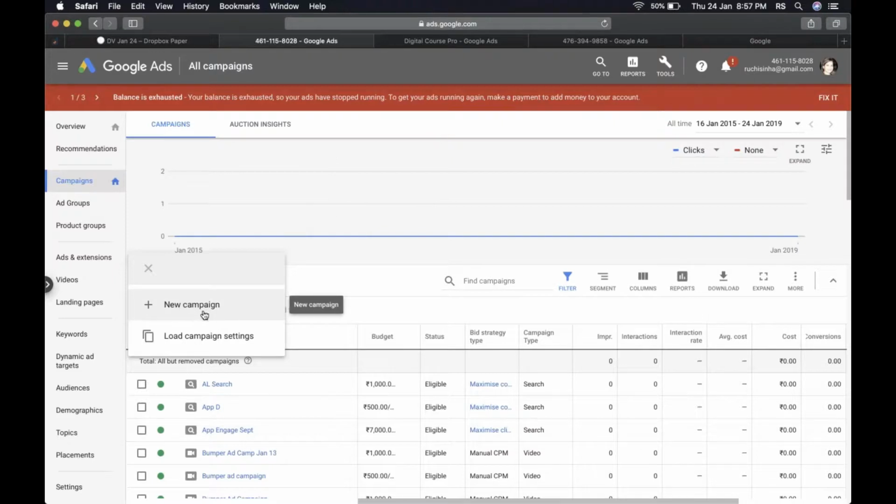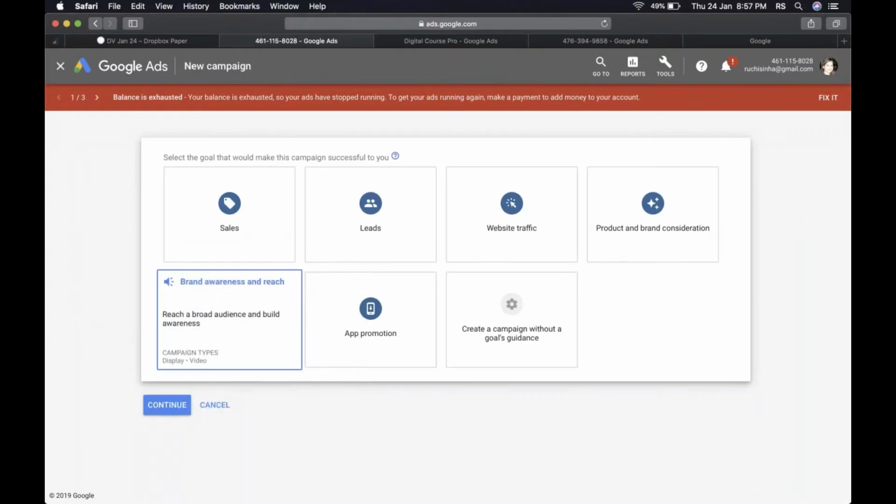Now I'm going to say, within campaign, new campaign. Load campaign settings, no, because I do not have any settings from earlier. I'm creating a campaign for the first time. So say new campaign. Now it is asking me what is your goal, right? See, this is how they guide you, that if this is your goal, then maybe you can choose this bid strategy. Bid strategy we have not discussed, but they can guide you on campaign settings essentially.